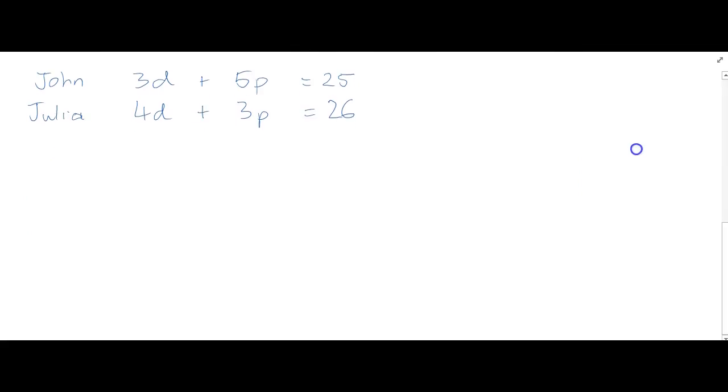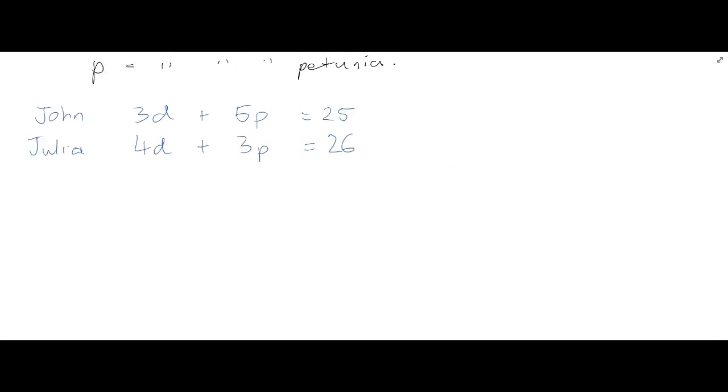Okay, so we've got a pair of simultaneous equations here. There's nothing we can immediately eliminate straight away. So what we're going to do is multiply each equation by something to give us something to eliminate. So I'm going to use the D's, because 3 and 4 are smaller numbers than 5 and 3. The lowest common multiple of 3 and 4 is 3 times 4, which is 12.